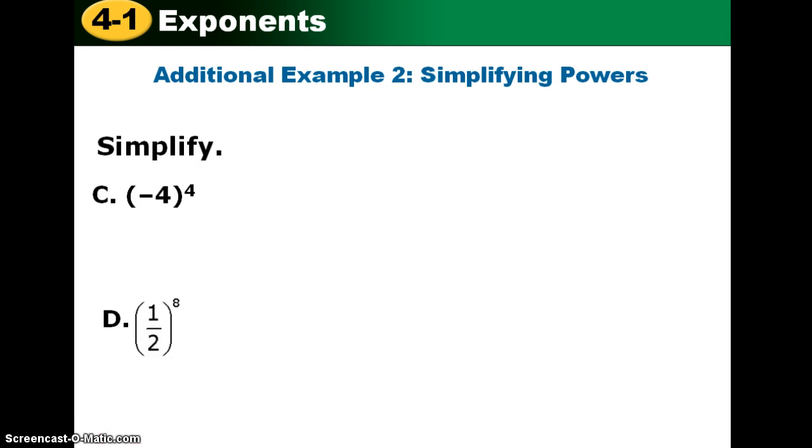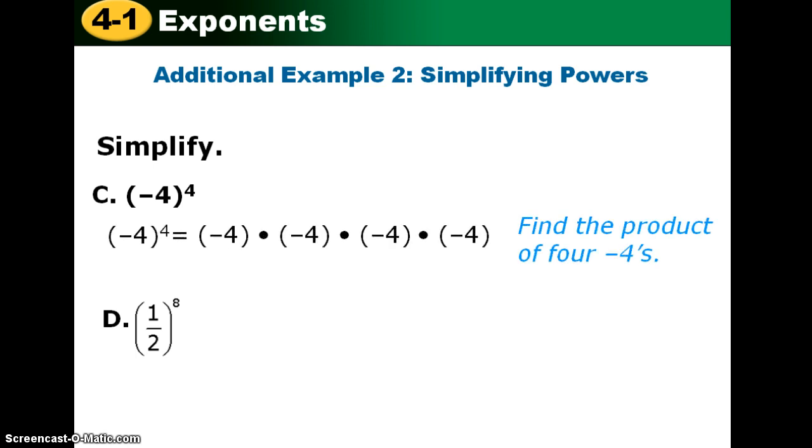Let's try another one. -4 to the 4th power means -4 times -4 times -4 times -4. 4 negatives is going to make a positive because there's an equal amount of them. And 4 times 4 times 4 times 4 is 256.